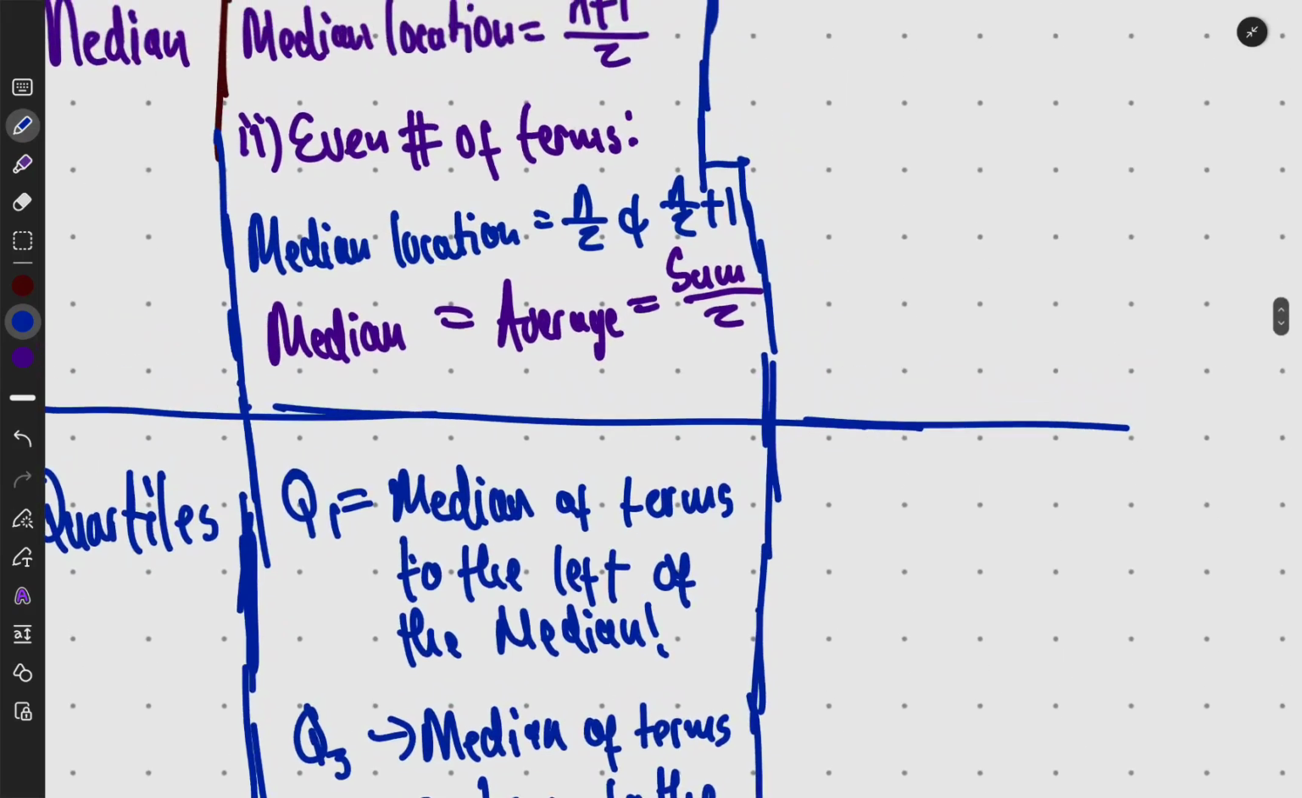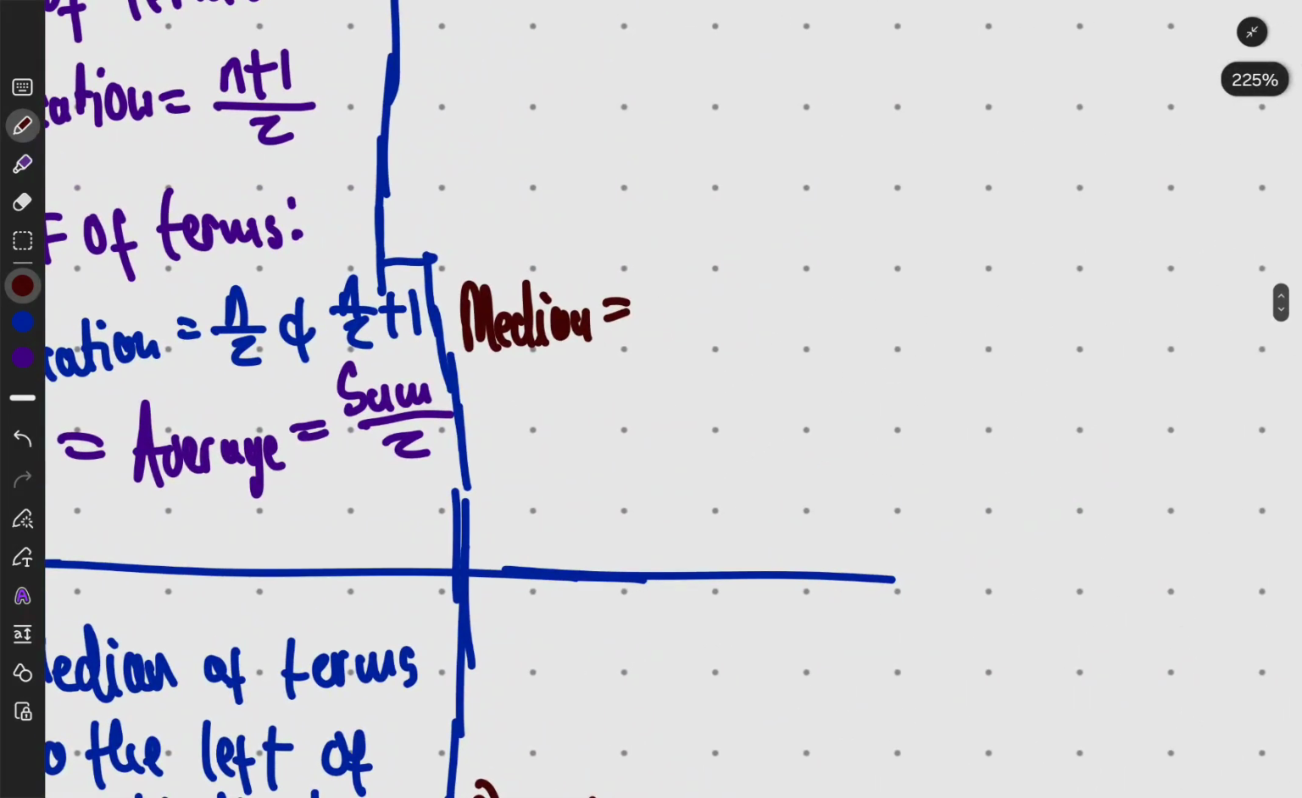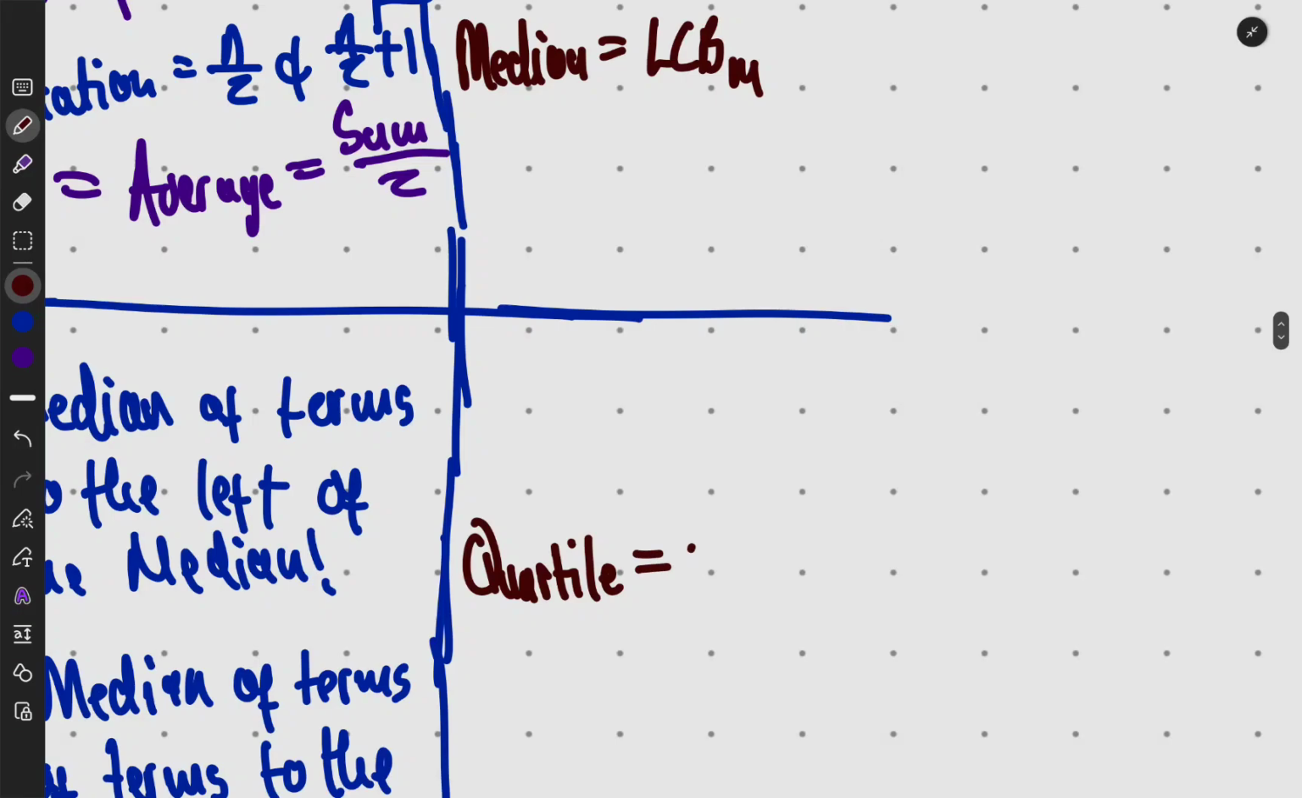So how do we now get the median? Remember these formulas, they're so similar. We say the quartile, which is Qj, is going to be equal to... For the median, remember, it is always the lower class boundary of the median class. Just like here, it is going to be the lower class boundary of the quartile class, Qj. And remember, j is just the quartile. Which quartile is it?